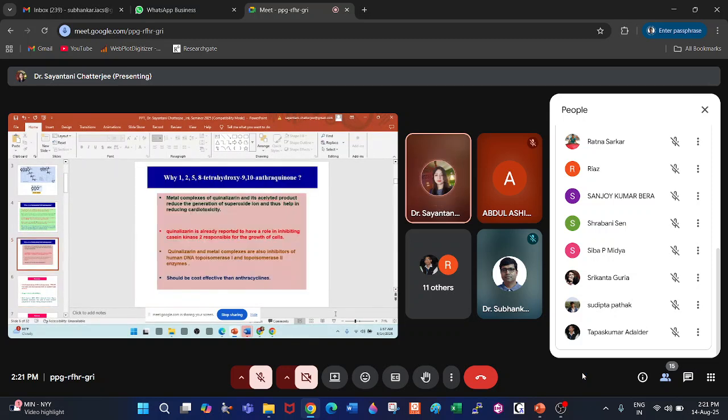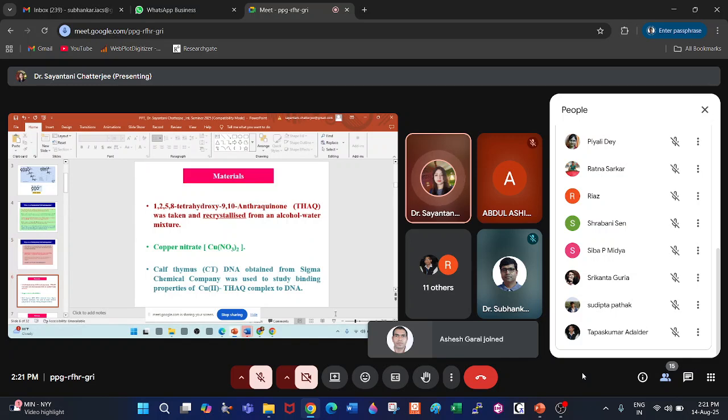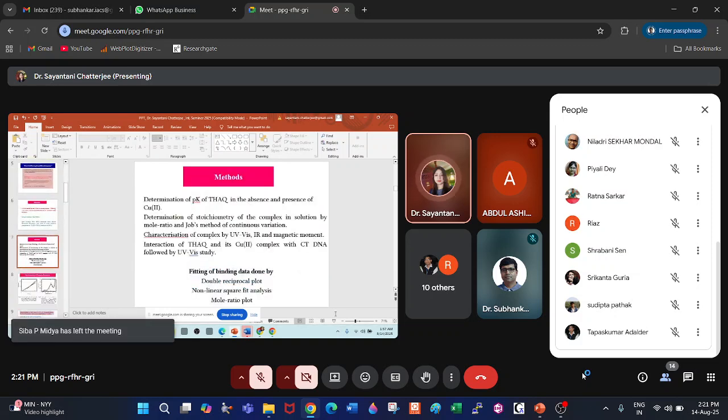And it is cost effective, and one additional quality of this ligand is that it is a casein kinase 2 inhibitor. It can inhibit casein kinase 2, which is responsible for cell growth. So we have chosen quinalizarin, recrystallized from an alcohol-water mixture, and we have taken the metal complex as copper nitrate and calf thymus DNA from Sigma.